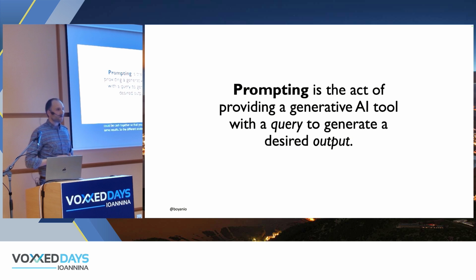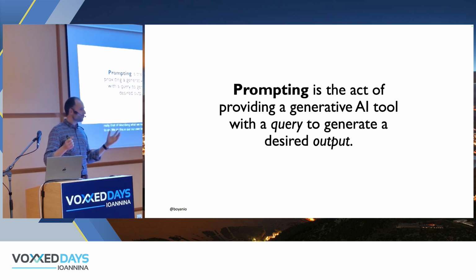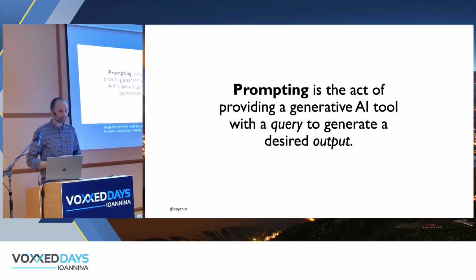Now, let's move into the prompting itself. Prompting is really the act of describing what we need the model to do. We do this in our own language. And then we get a result that could be of different forms. Could be, again, text-based, could be JSON formatted, could be an image, etc., depending on what we have instructed the model to do for us.